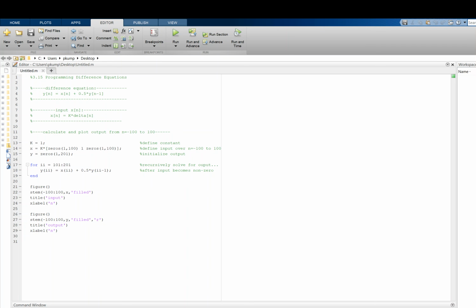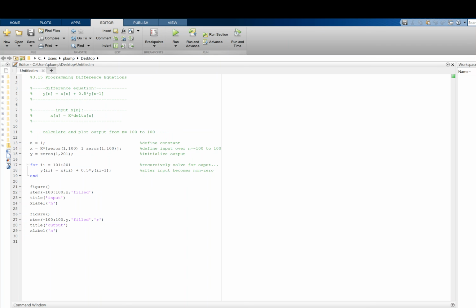All right, welcome back. We're talking about programming the solution to difference equations. And really, when we talk about discrete time systems, we're talking about computer programs. And computer programs in signal processing are used in control systems, communication systems, and audio systems to process signals, to filter things out.